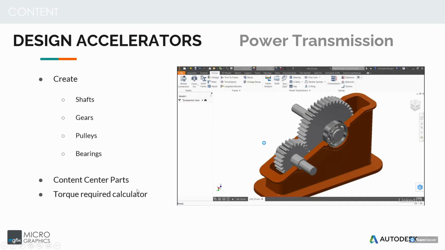Again, it can pull in bearings and belts and stuff from your content center, and it also has tabs in there that are able to help you calculate the required or the output torque that's going to be generated from your shaft and gear assembly.